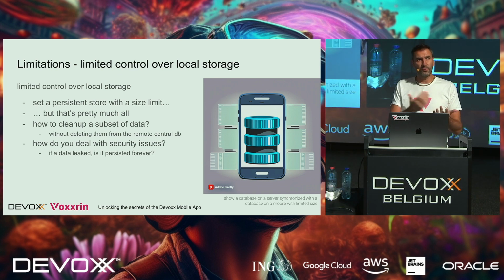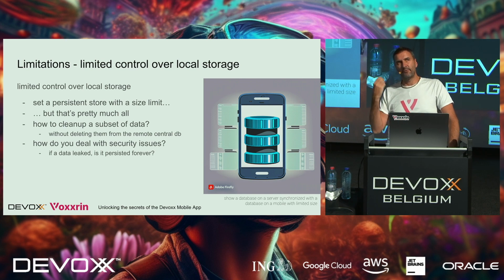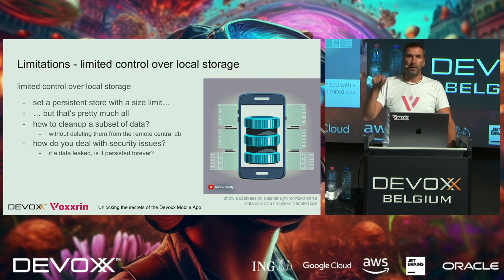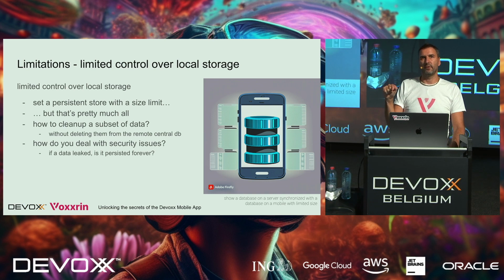And also, how do you deal with security issues? If at one time you leak something which should not be leaked, if you leak it in a document that has been synchronized, it's synchronized everywhere, and you have no way to make an update on your app to remove that just on the local application. You can remove a document, but then you remove it on the local and on the server Firestore database.